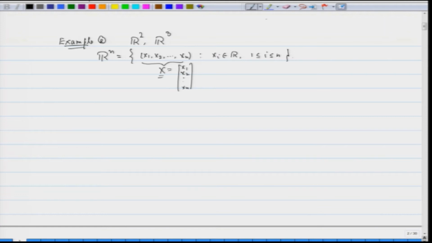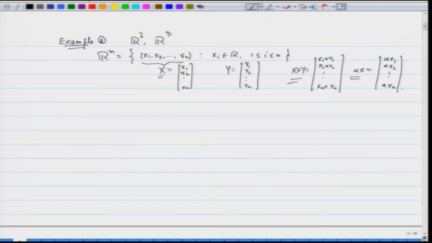I will just write x in general. Similarly, I will have y, which will be y1, y2, ..., yn. I can define x plus y as x1 plus y1, x2 plus y2, ..., xn plus yn, and alpha times x as alpha x1, alpha x2, ..., alpha xn, all right. What is important is that this is the right way of doing things, but addition and multiplication is in our hand.